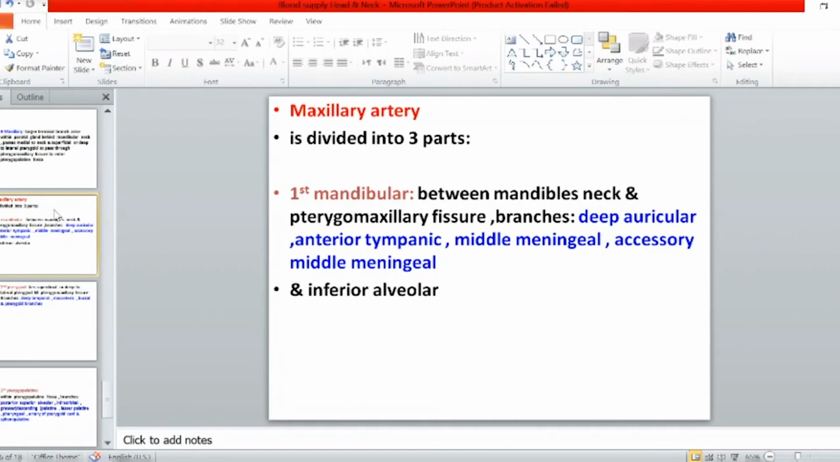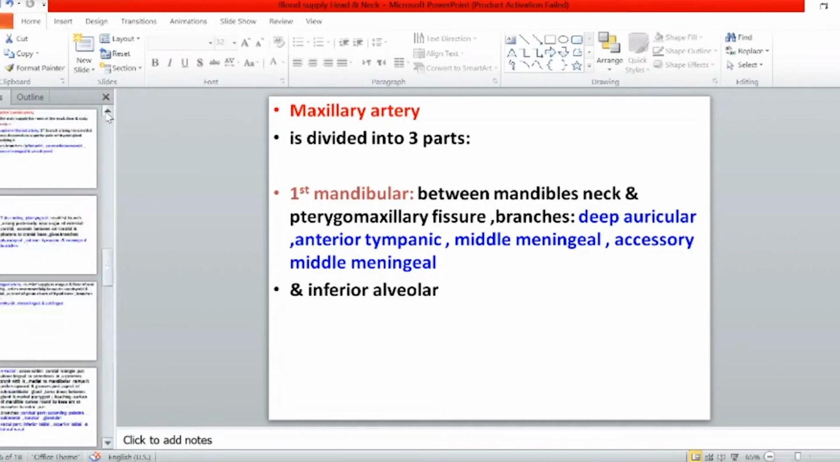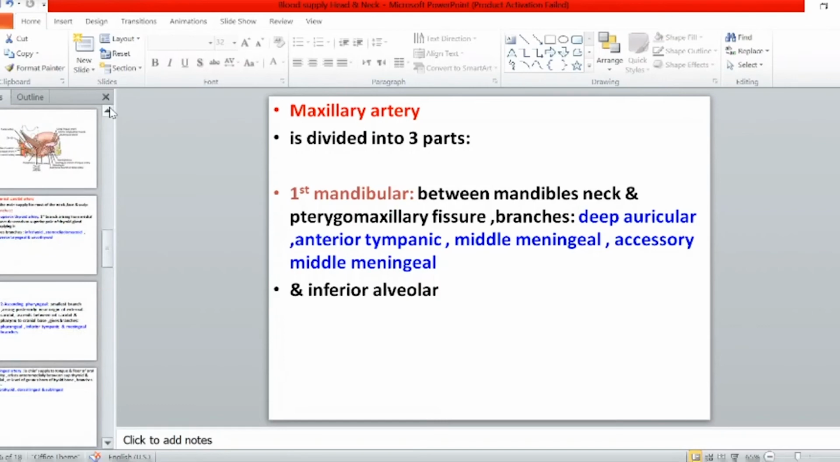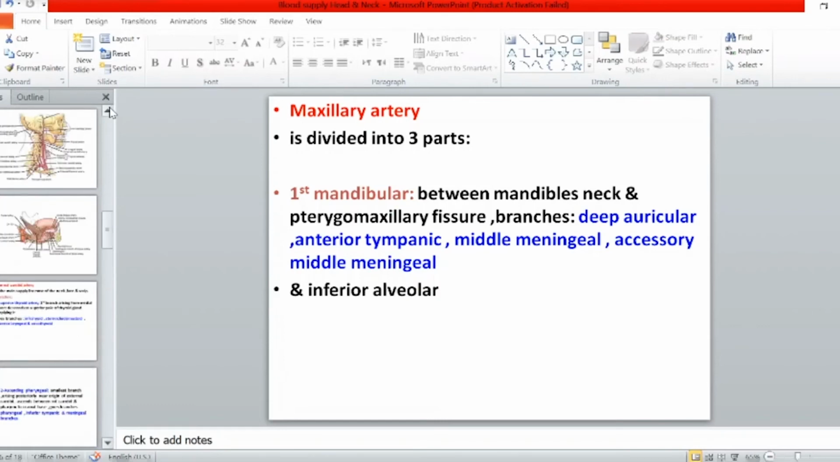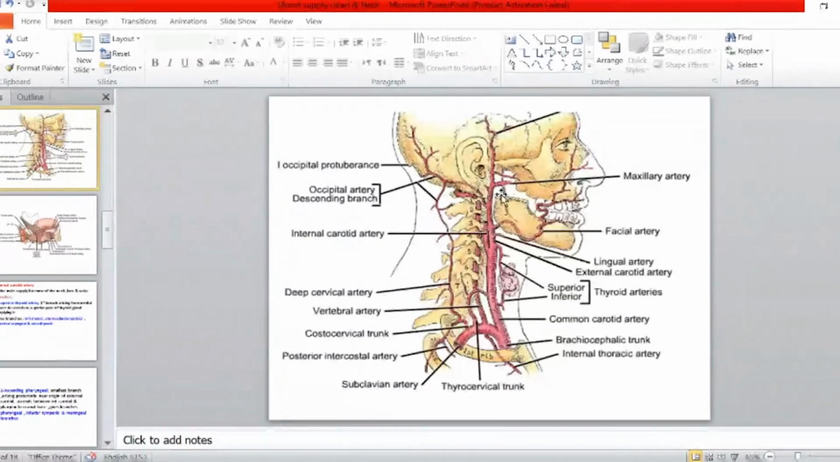together with the nasopharynx. So all these areas are supplied by the maxillary artery. The maxillary artery is divided, according to its course, into three parts. Here is the maxillary artery, which is not shown here because it passes deep. And then only here is its first part. The other two parts pass inside the infratemporal fossa and the pterygopalatine fossa.